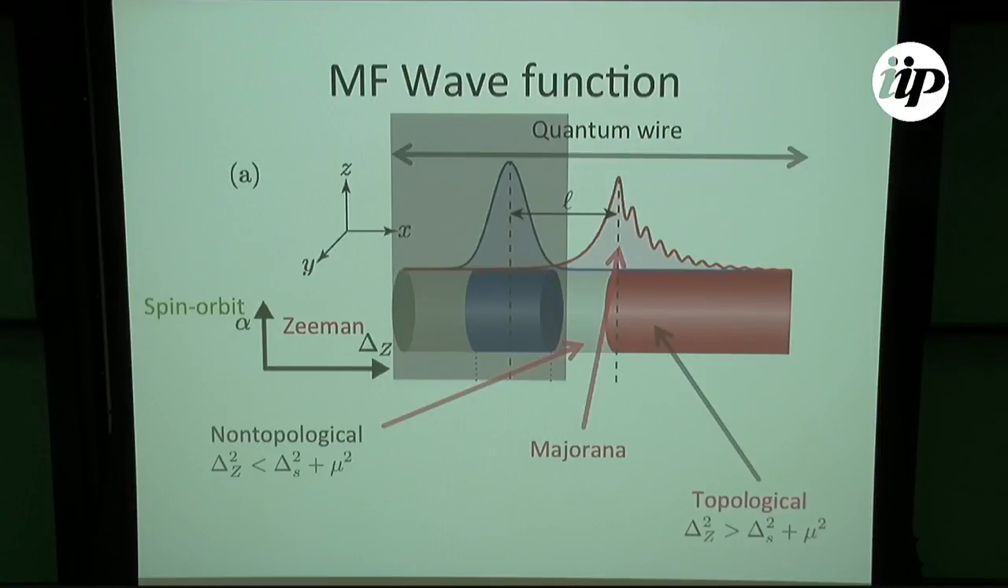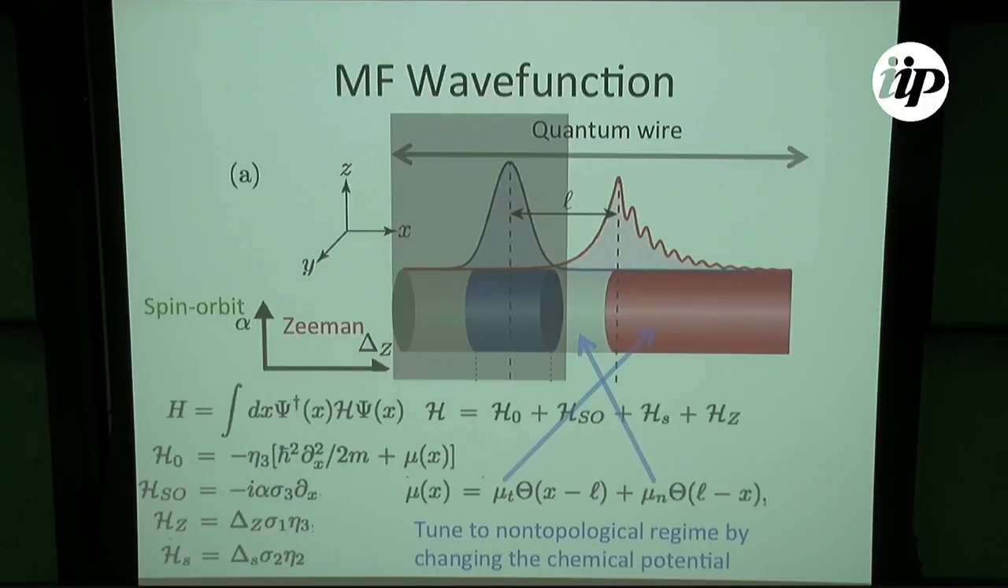So let's get started calculating the Majorana fermion wave function. The Hamiltonian that we take has all the basic ingredients in it. So it has some kinetic term, a spin-orbit term, proximity-induced superconductivity, and a Zeeman splitting. These can be written down like this in some basis. And we tune between the topological and the non-topological regime by changing mu. So on the topological side, it's mu sub t, and on the non-topological side, it's mu sub n.